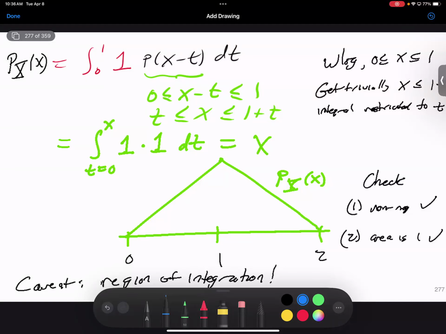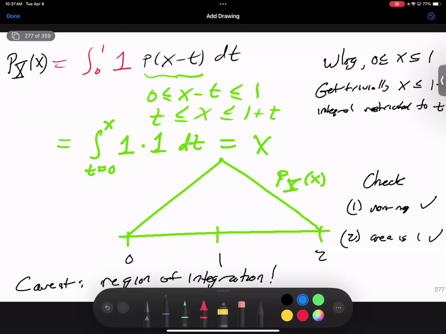And so again, we have to be careful. If x is greater than 1, well, we know t can't be larger than 1, and so the bounds split depending on where x is. That's why I wanted to do that previous argument, so I can reduce to the case when x is at most 1. So now let's do the case when x is at most 1.